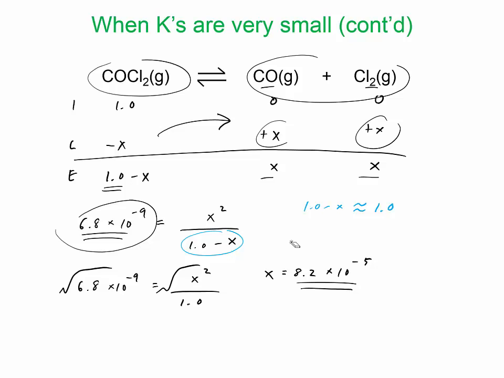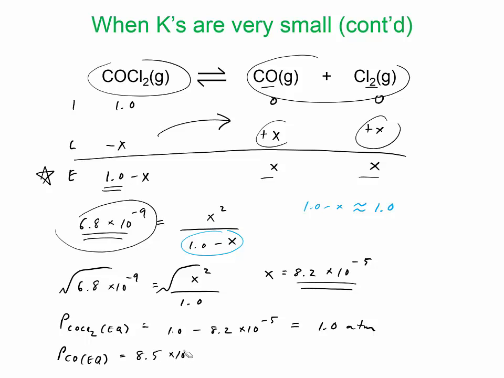Our final answer here, of course, was to solve for the equilibrium amounts. So the partial pressure of CoCl2 at equilibrium is 1.0 minus 8.2 times 10 to the negative fifth, or basically it's still 1.0 atm. And then the partial pressure of CO at equilibrium is x, 8.25 times 10 to the negative fifth atmospheres. And the partial pressure of Cl2 is also 8.5 times 10 to the negative fifth atmospheres.